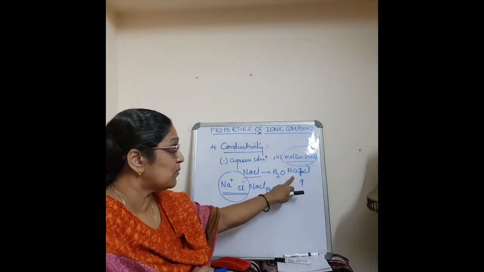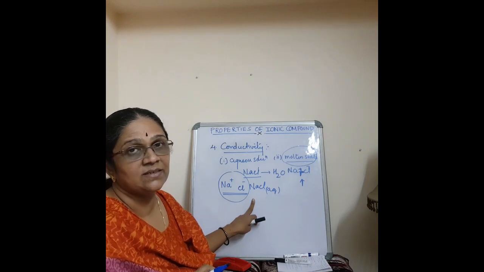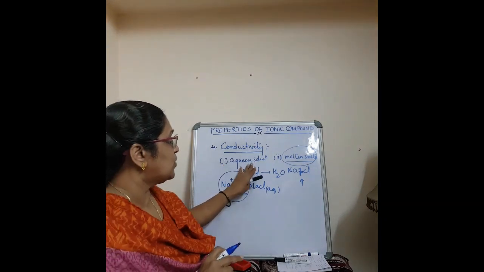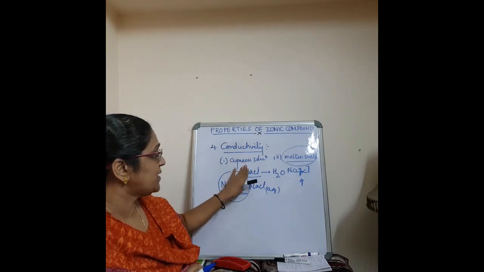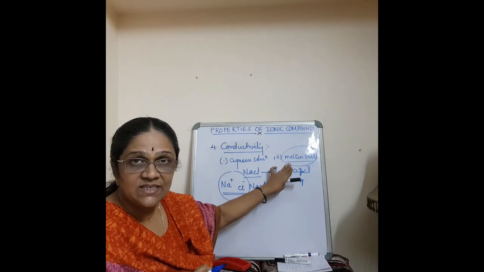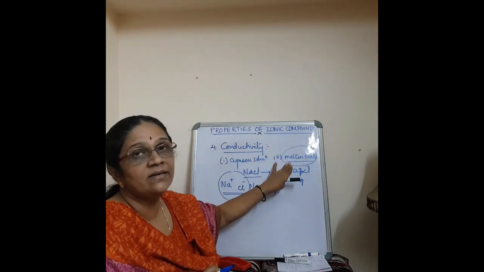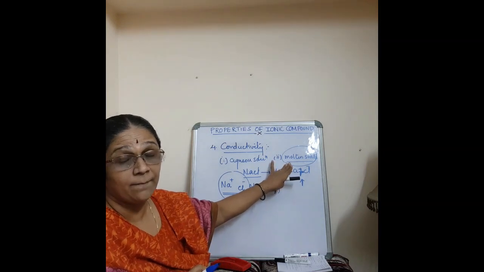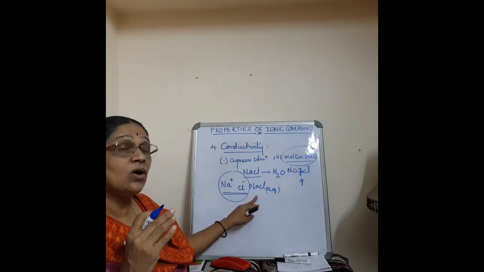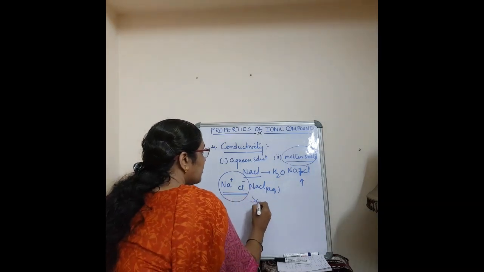And you know ions are responsible for the conduction of electricity, isn't it? So we can say ionic compounds are conductive in aqueous solution as well as in molten state. They conduct electricity in aqueous state as well as in molten state. Okay. But they are non-conductors, or they do not conduct electricity in solid state. Okay, that's a board exam question.